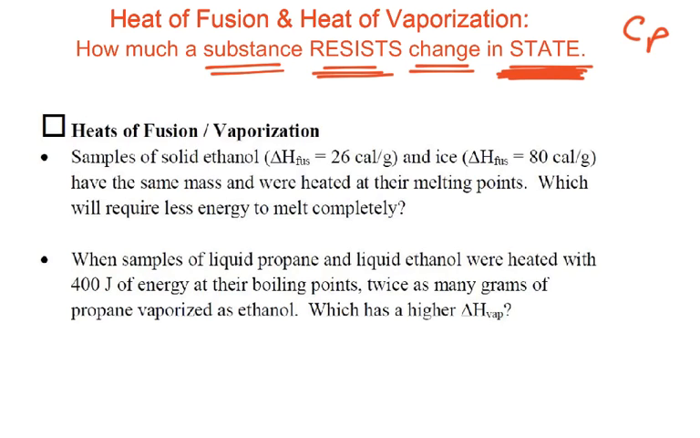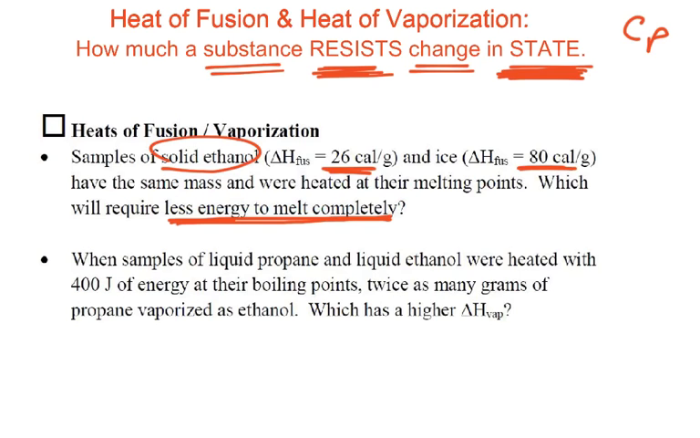So let's take our little stories. Samples of solid ethanol, which has a number of 26 calories per gram, and ice, which is 80 calories per gram, which is bigger, have the same mass, were heated at their melting points. Which will require less energy to melt completely? Well, the one that requires less energy is the one that has less resistance to change, so it's going to be the one with the smaller heat of fusion, so this 26. So the answer is going to be the ethanol. The ethanol will require less energy to melt because it has a smaller heat of fusion.